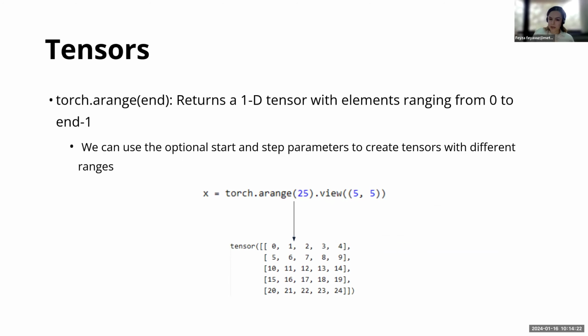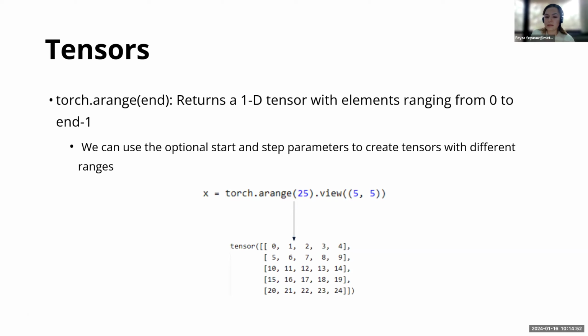For example, in this example we are using torch.arange with the value 25, which defines actually, in this example, it does not return the 1D tensor because of this view function. But basically we have all values ranging from 0 to 24. And if we define the step as 2, then we will have 0, 2, 4, 6, 8, up until 24.